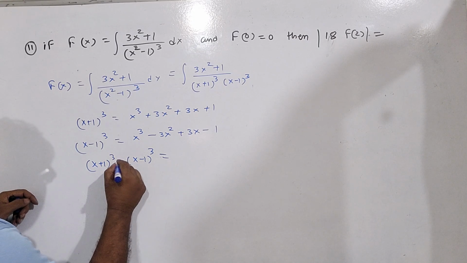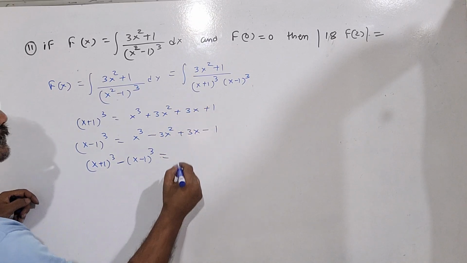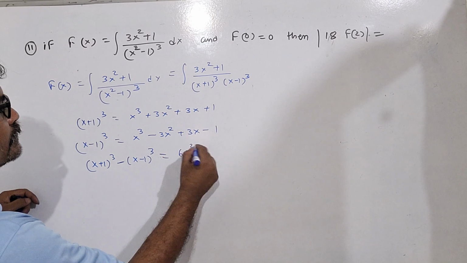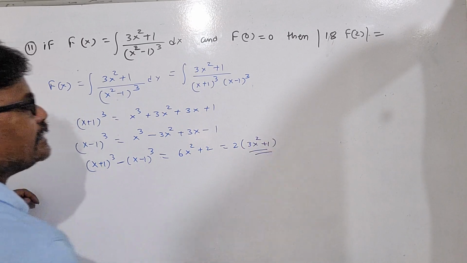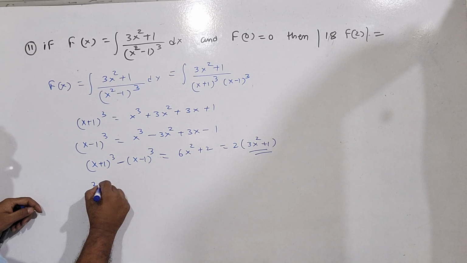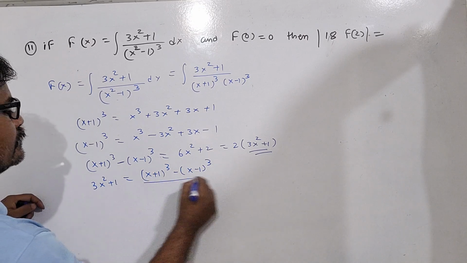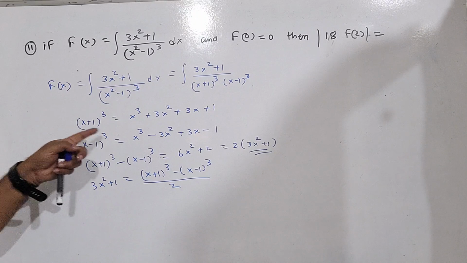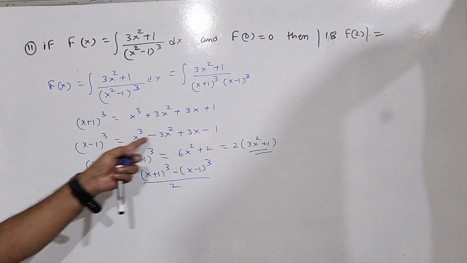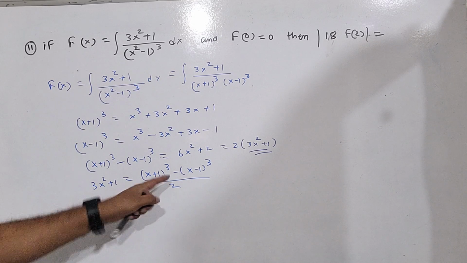Subtract. If we subtract, this will get cancelled out, this will get added, this will get cancelled out, this will add. So therefore I will remain with 6x² + 2, that is, taking 2 out, 2(3x² + 1). I want this 3x² + 1. So therefore 3x² + 1 is ((x + 1)³ − (x − 1)³) divided by 2. See, first we did the factorization, and after factorization I come to know the algebraic identities: (x + 1)³ is this one, (x − 1)³ is this one, and when we subtract this from this, I will get 3x² + 1 like that.